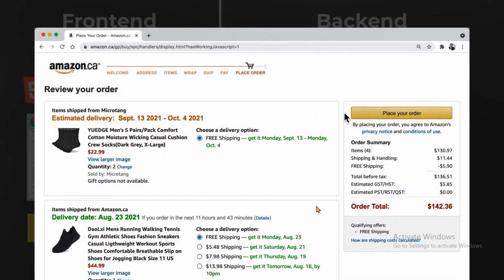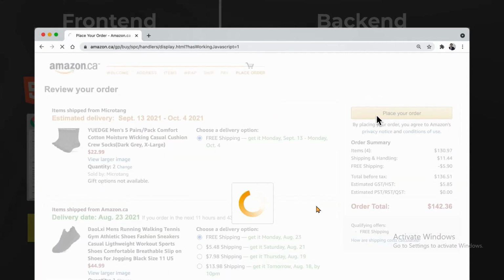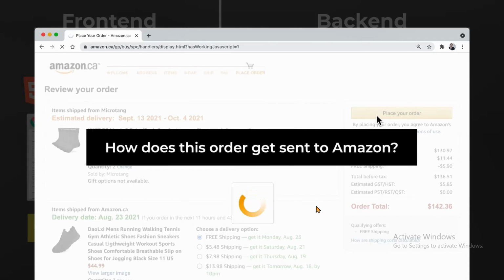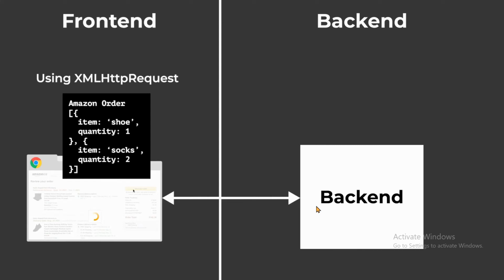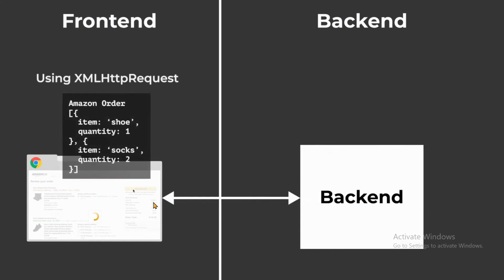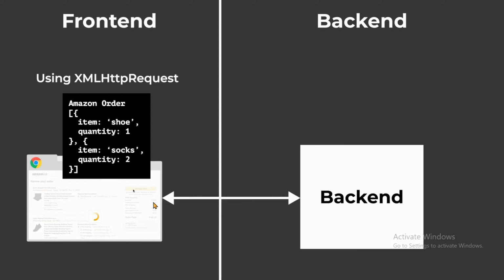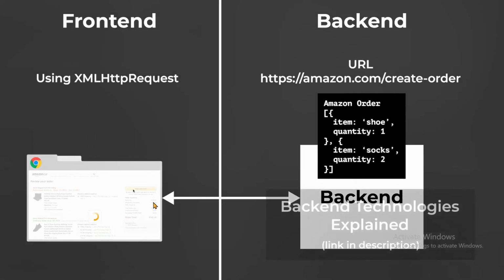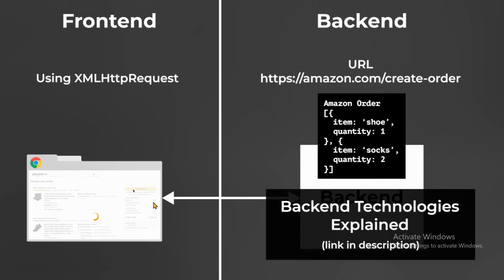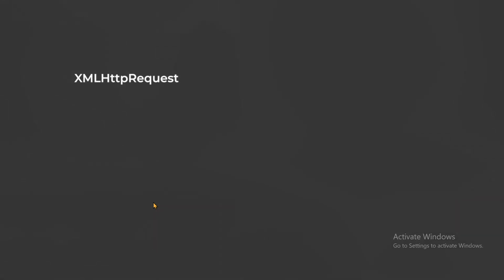The last thing we are looking at is how we communicate with the back end. For example, let's say someone is on Amazon and wants to make an order. How does it get sent from my computer to Amazon? JavaScript has a feature for this, called an HTTP request. It lets us send a message. In this case, we're going to send our Amazon order to a URL like amazon.com/create-order. On the other side, the Amazon back end is listening for messages sent to this URL, and that's how they get our order. We're going to talk more about this process in the back end video, which you will find in the description.